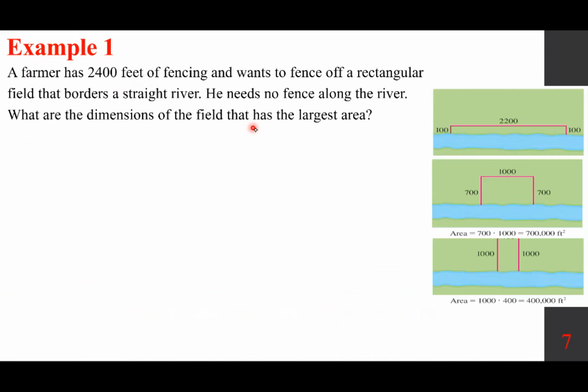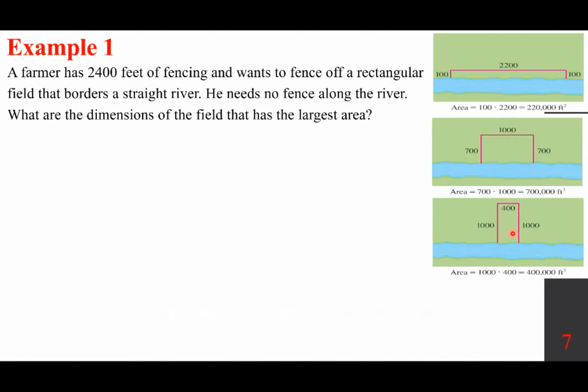We can make something up such that the fencing adds up to 2,400 and calculate the area for each case. For example, in this case, the width is 100, the length is 2,200, which gives us an area of 220,000 square feet. This one is 700 versus 1,000, which gives us 700,000 square feet. This one is 1,400. Their product is 400,000 square feet. But how do you make sure it is absolutely the maximum area you're looking for? We tackle it in the following manner.